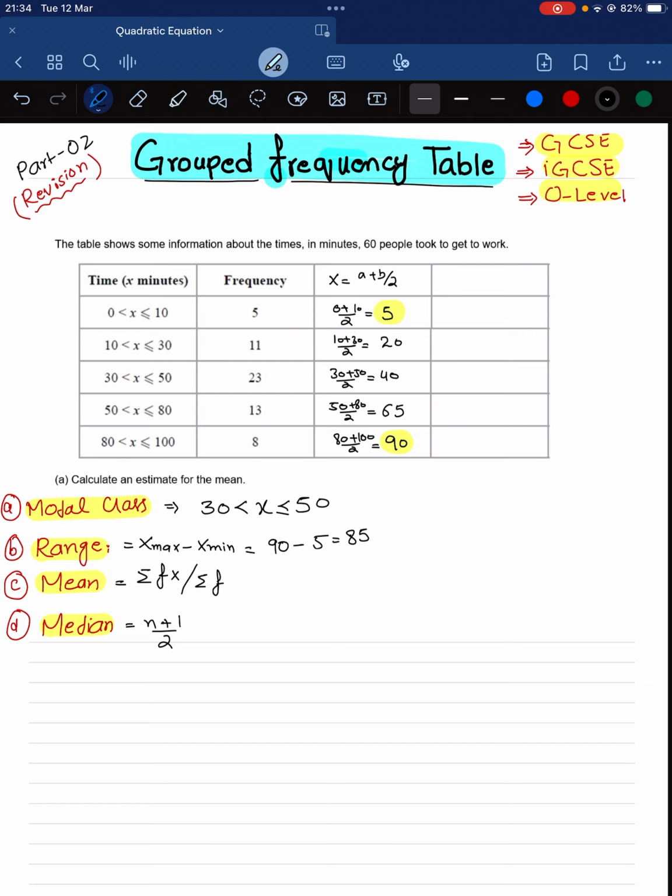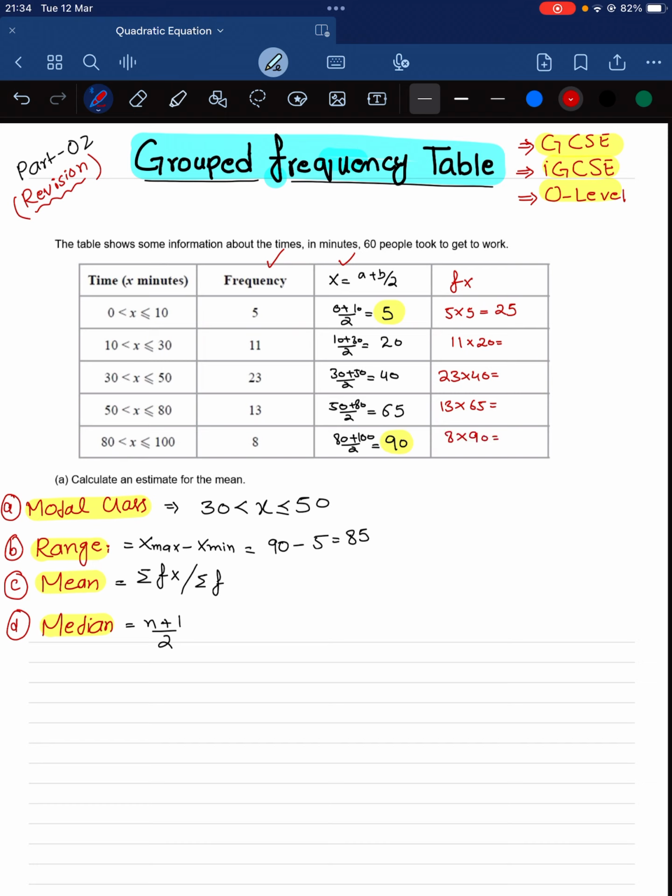Now we find the mean. As we learned in the last video, we need to construct a new column for the mean. So we draw a new column that represents f times x, in which we multiply the f column and the x column. In the first place we have 5 times 5, which is 25. Then 11 times 20, then 23 times 40, then 13 times 65, then 8 times 90.